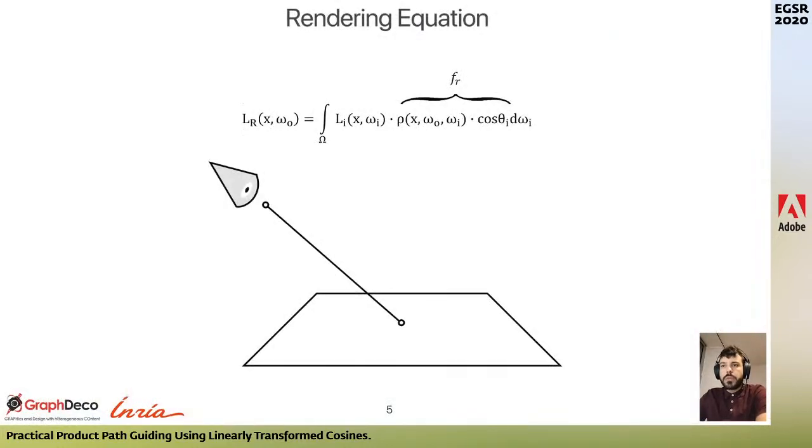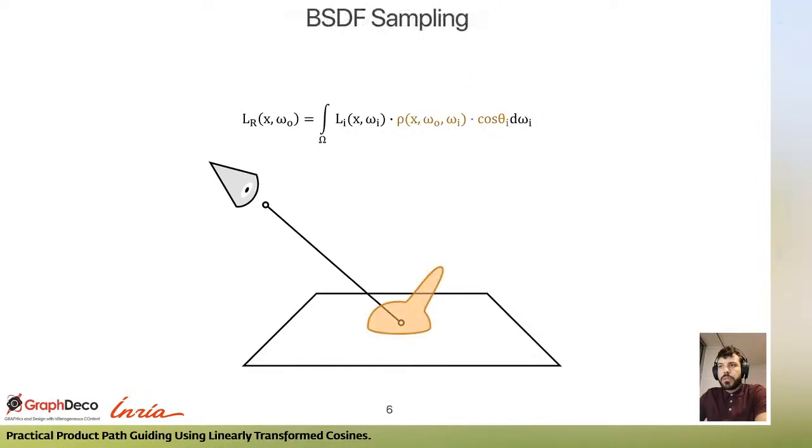One such powerful tool is importance sampling. Looking at the reflected radiance of the rendering equation, we can see the main factors according to which we can importance sample. Sampling according to the BSDF and the cosine factor is used widely, since the BSDF distribution is locally available during path tracing. And for that reason, we can use it to generate samples analytically.